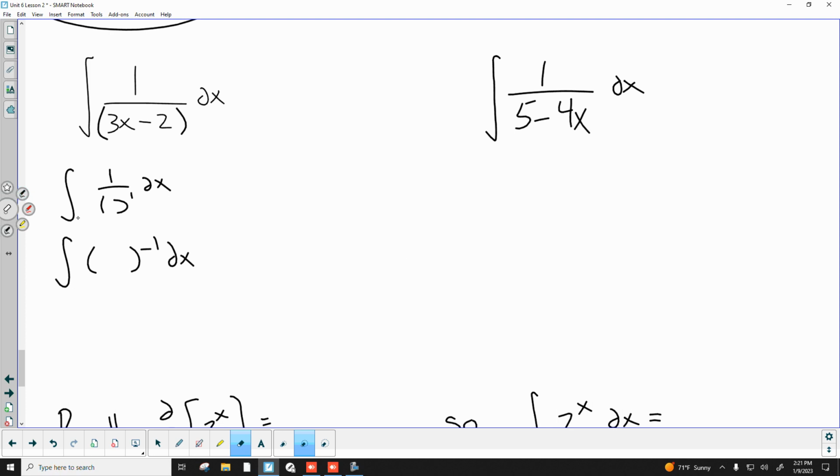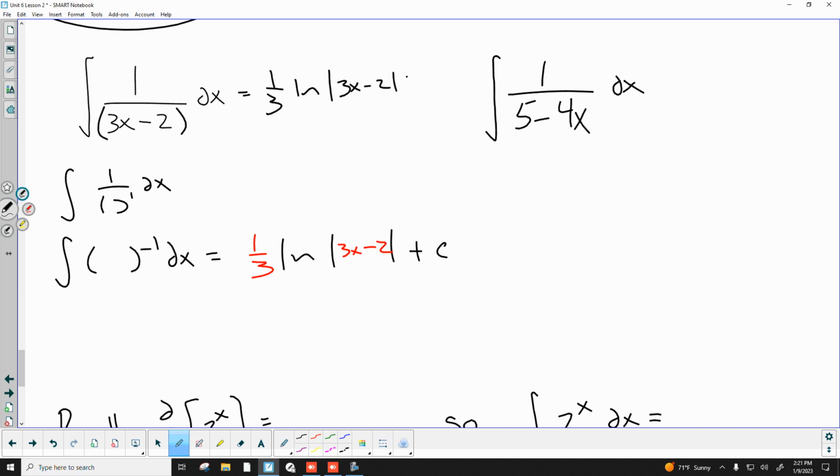For this one, we need to remember, the antiderivative of a negative first power is log absolute value of parentheses. What starts in the parentheses stays in the parentheses. Because of the derivative of the inside, you know you need a 1/3. Do the next one. Really the same deal.